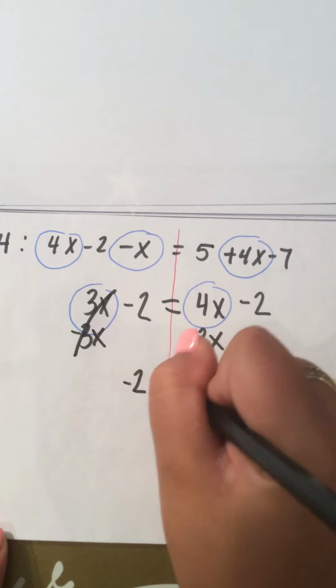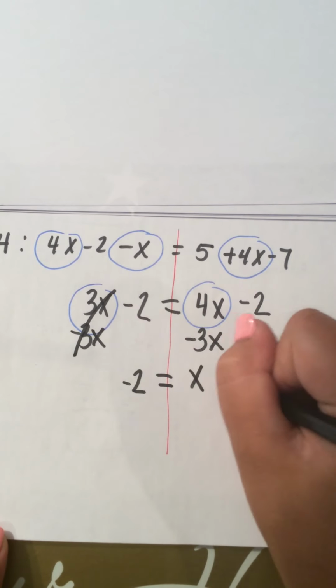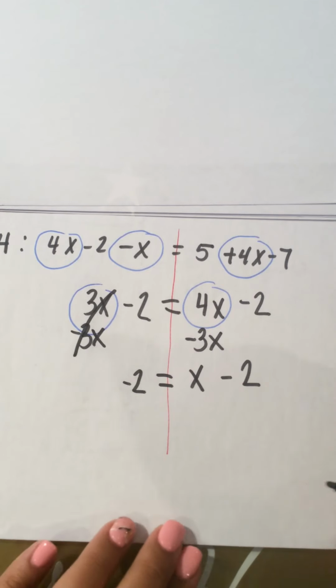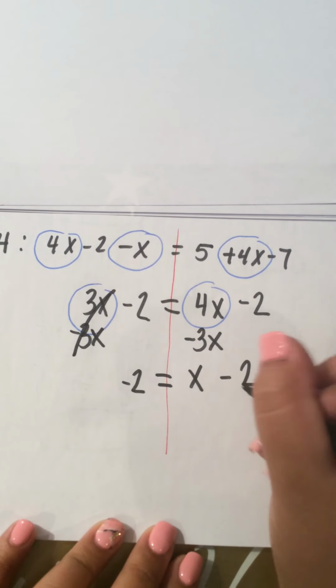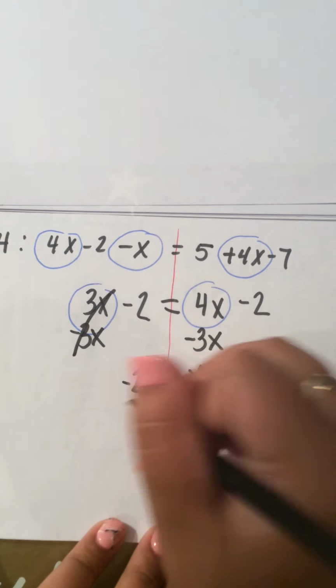Bring down that -2. 4x minus 3x gives me x. And then I have a minus 2. X is by itself over here, so I'm going to leave it. But this 2, I'm going to move over. It needs to go out. Needs to go bye-bye. This is being subtracted, so the opposite of subtraction is addition. So I'm going to add 2 to both sides.